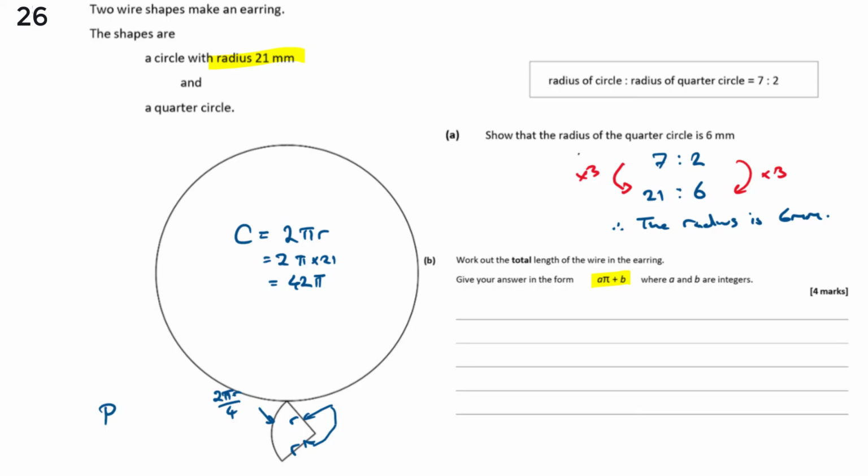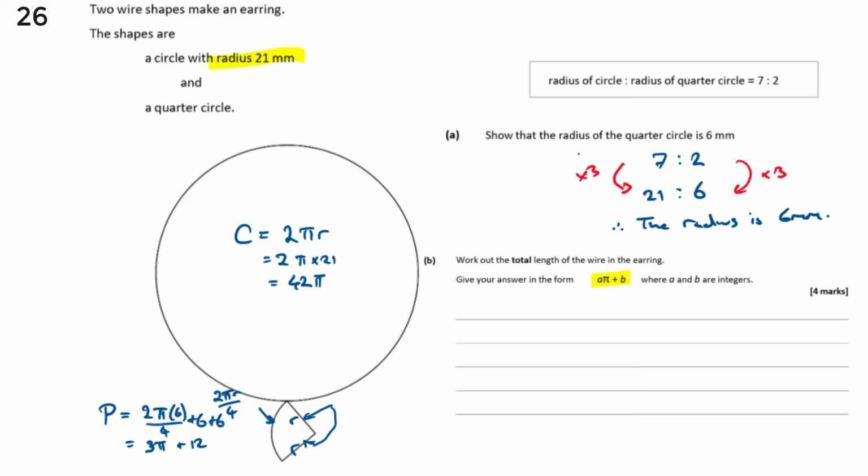Now we worked out here that the radius is 6. So our perimeter is going to be 2 pi r, which is 6, divided by 4 because it's a quarter of a circle, plus 6 for the radius, plus 6, isn't it? So what's that then? 2 pi times 6 is 12, divided by 4 is 3 pi. So that's 3 pi plus 6, which is 12.